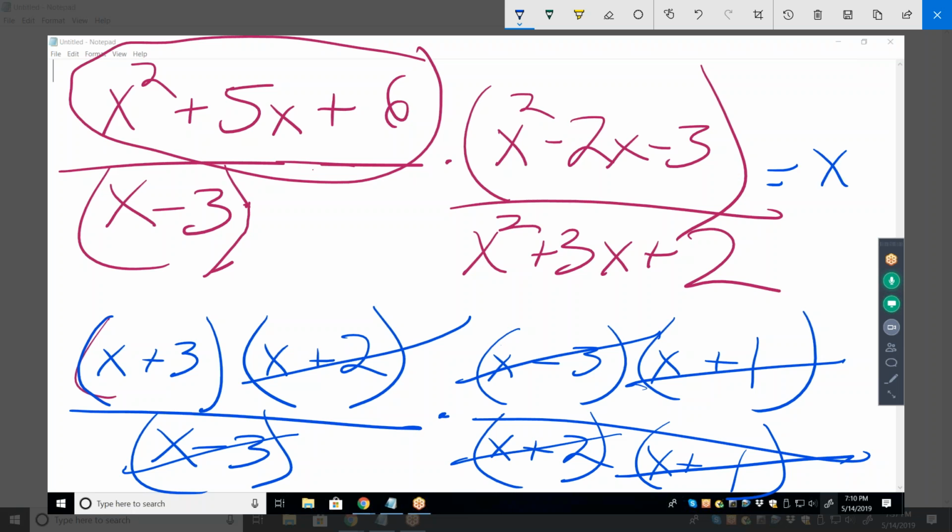And all of these problems are exactly like this. Whenever you have rational functions multiplied by rational functions, they're factoring problems. That's all they are. And then you just cancel where you can cancel, and whatever you're left with, you're left with. Okay? Okay.